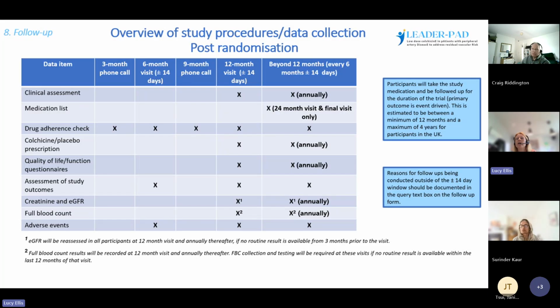In terms of final follow-up visits, they're scheduled within the last 6 months of the UK follow-up period. At the moment, based on our funding, it's probably going to be the latter part of 2028 or the early part of 2029, but we'll be in touch when we get near that time point.